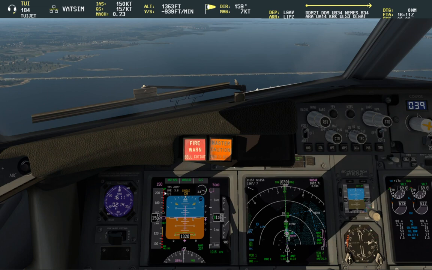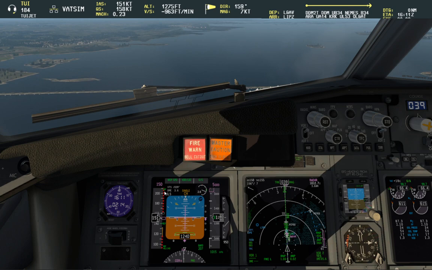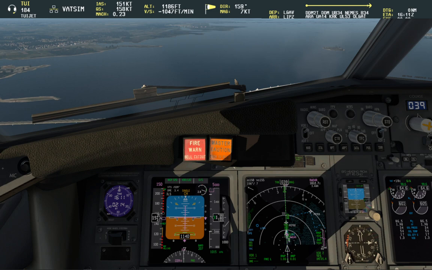Tower, can we cross runway 04 left, Royal 938? Cross runway 04 left, contact ground. Yeah, 1250, that's good. Crossing 04.